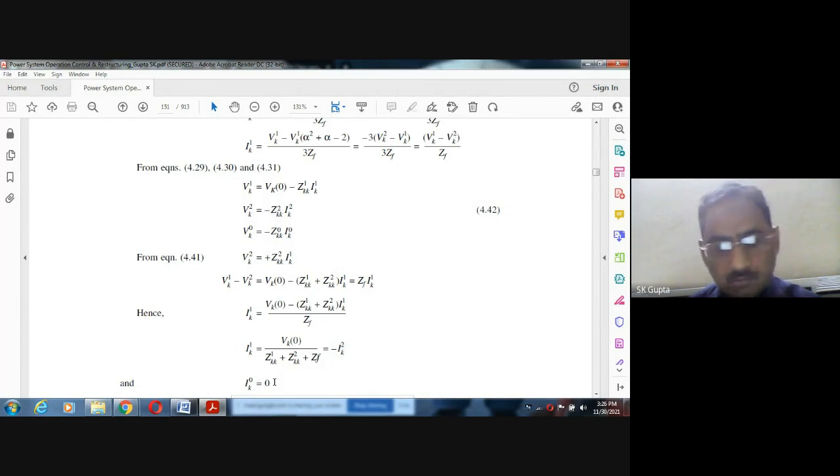Once you find, these three currents have come. Once you find for the kth bus the positive sequence current, negative sequence current, and zero sequence current, then what will be the net current? From here we found out, what is this VK0? Who will tell? Nikhil, tell me, what is this VK0?